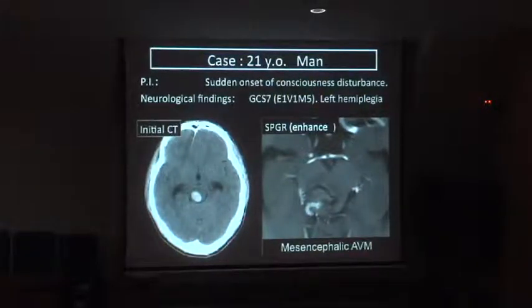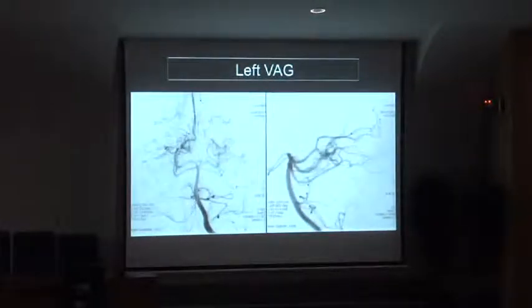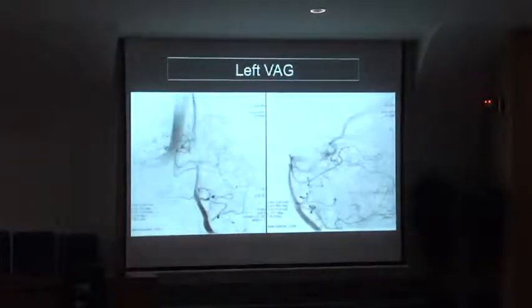Next case is a 21-year-old man. He suffered from sudden consciousness disturbance and left hemiplegia. CT scan shows brainstem hemorrhage and MRI shows mesencephalic AVM. T2-weighted image shows mesencephalic AVM and perifocal edema around the nidus. This angiogram shows the AVM.